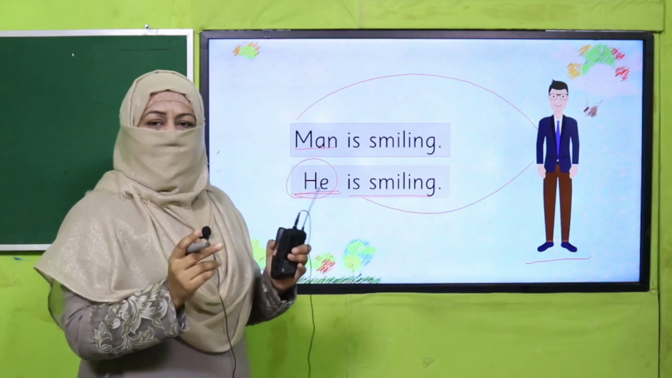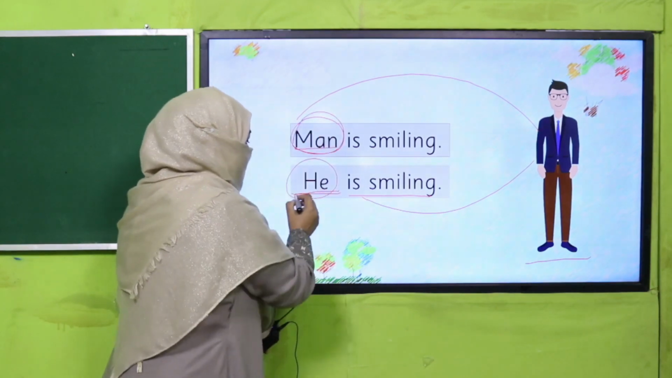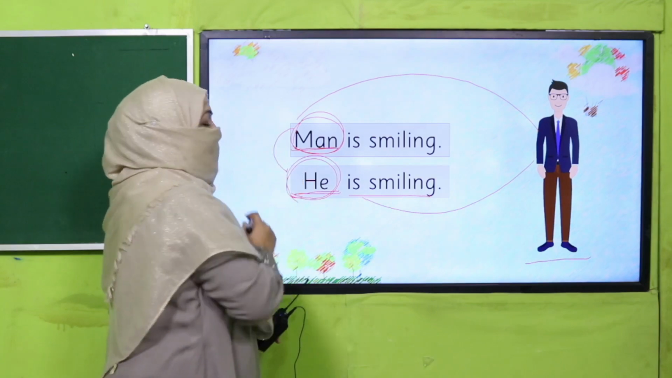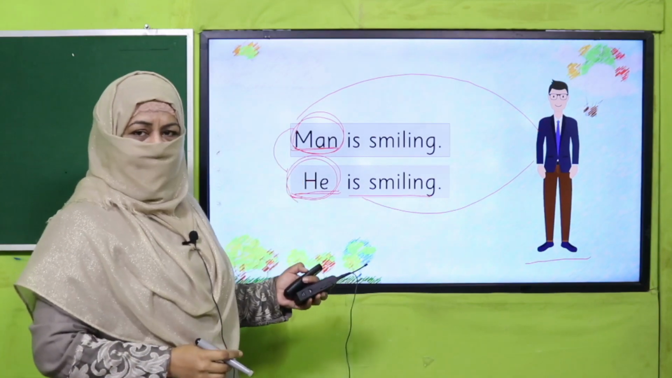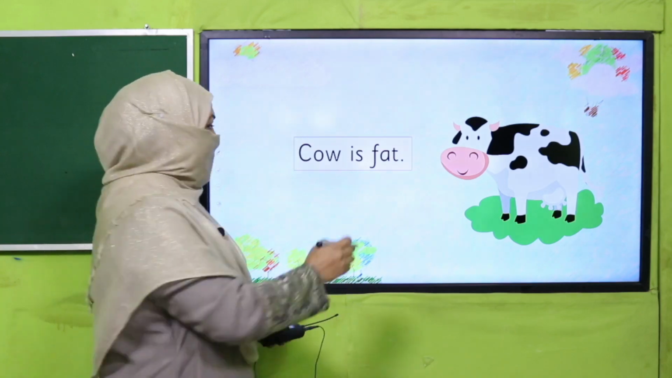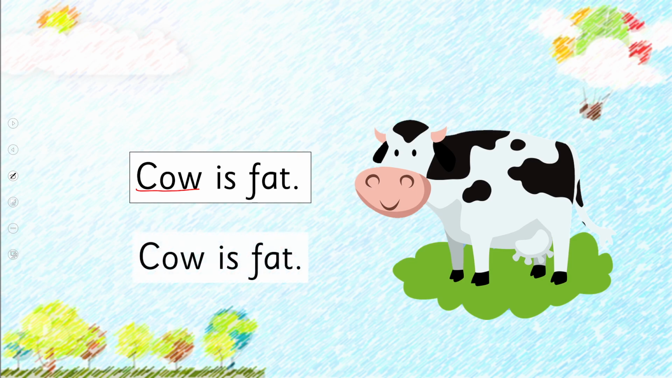Man is smiling or he is smiling. Both sentences are the same. The only difference is we have used a naming word here and a substitution word here. For this man, we use the substitution word he, right? The next example is cow is fat. Now this cow is a naming word and we replace it with it is fat. Okay. Now this it is a substitution word for things, either living or non-living.